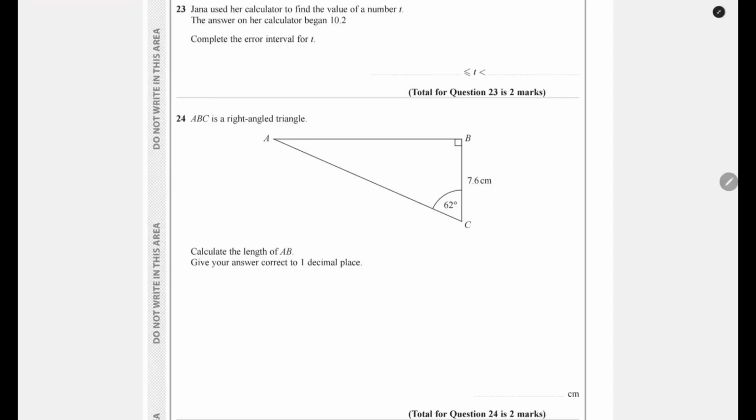Question 23 says, Jana used her calculator to find the value of a number t. The answer on her calculator began 10.2. Complete the error interval for t. Well, as the calculator showed it was 10.2, the minimum value that t can be is 10.2. And the maximum value that it can go up to but can't equal is 10.3.